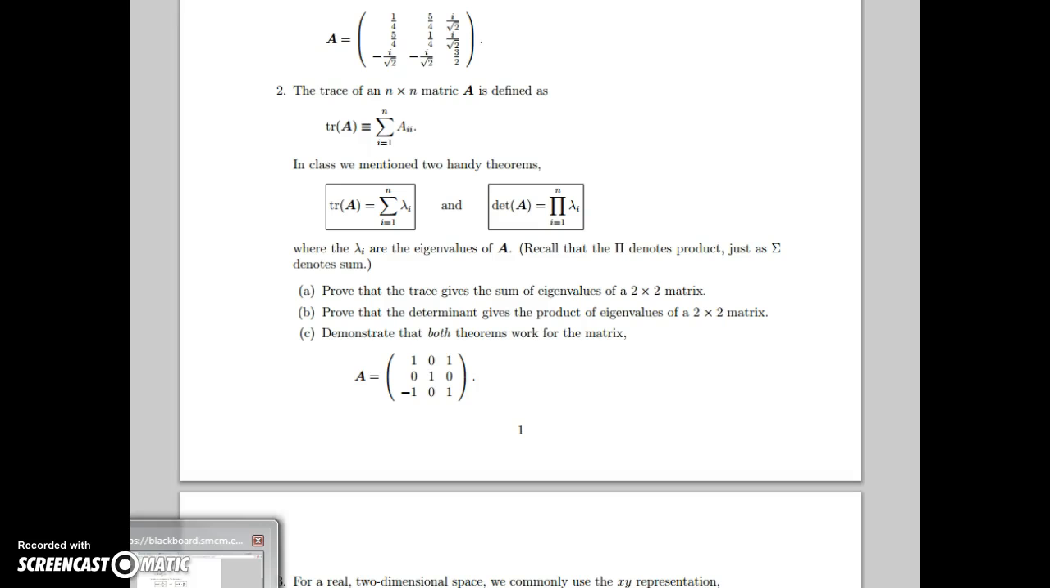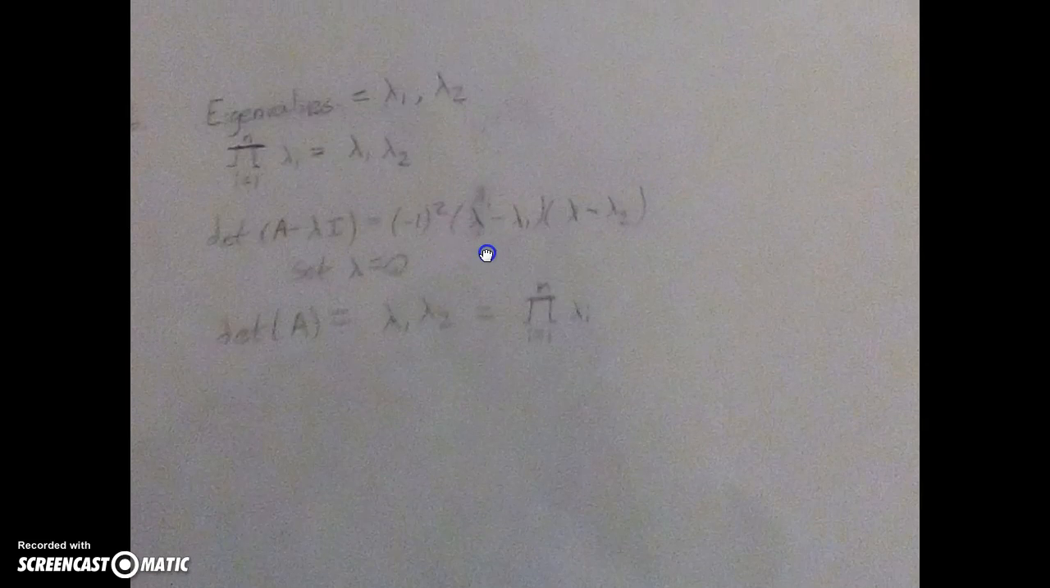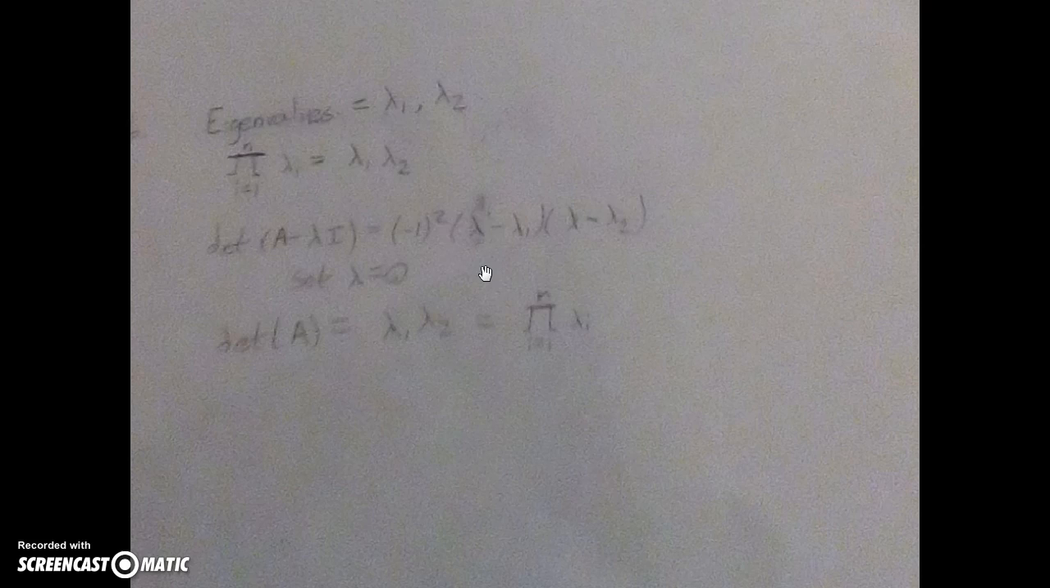So the next part wants to prove that the determinant gives the product of the eigenvalues of a 2 by 2 matrix. So if we say our eigenvalues are lambda 1 and lambda 2, that means the product of them is going to be lambda 1 times lambda 2.